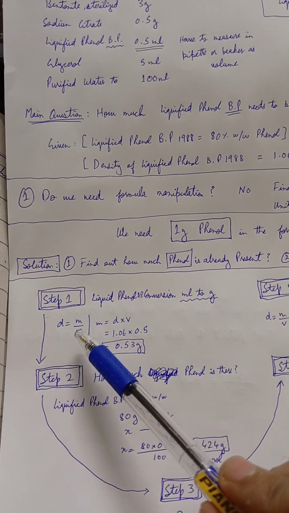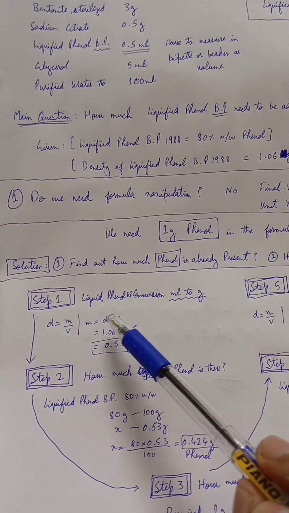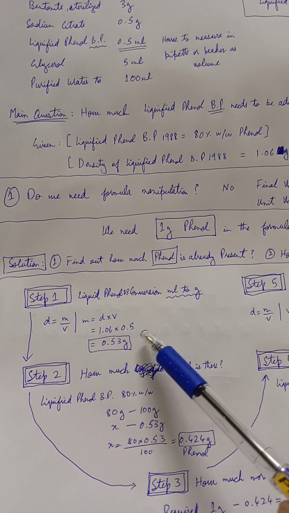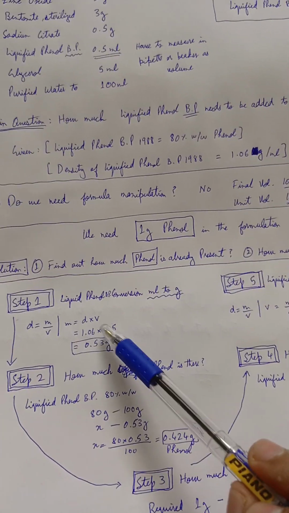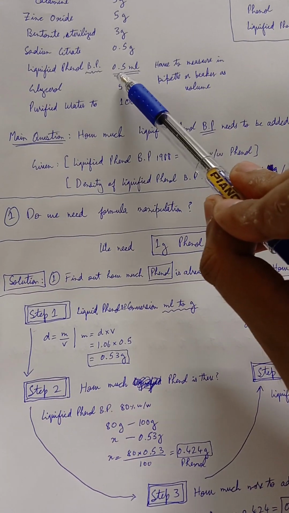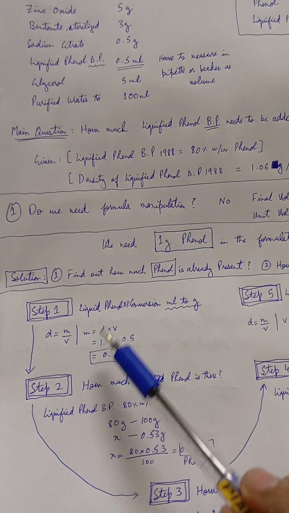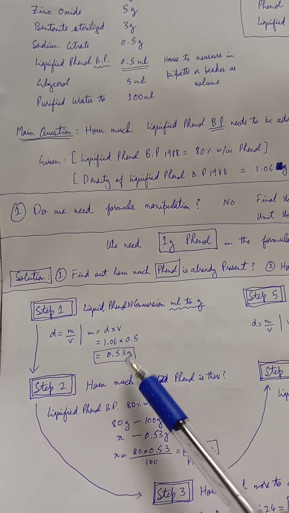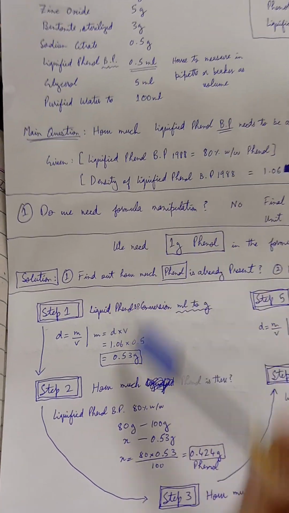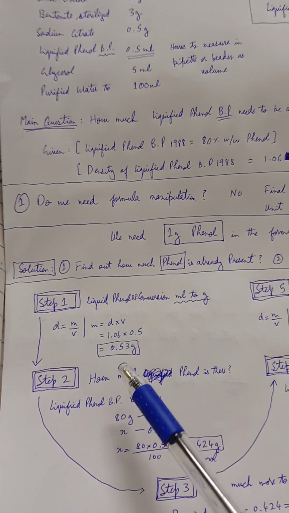We know the density is equal to mass by volume. So mass will be density multiplied by volume. We will put the values: 1.06 density given here, and 0.5 ml is coming from here. Now we have converted this liquefied phenol from milliliter to grams, and this will be the answer, 0.53 grams.